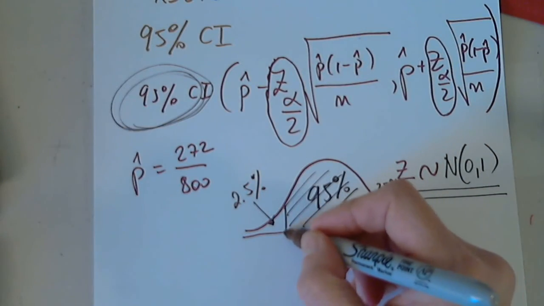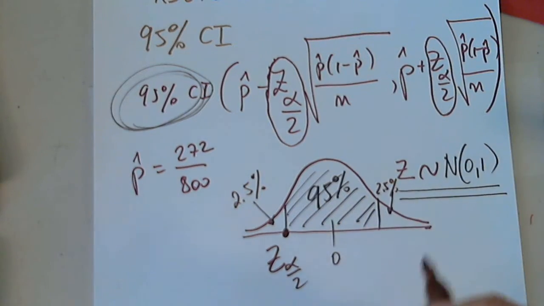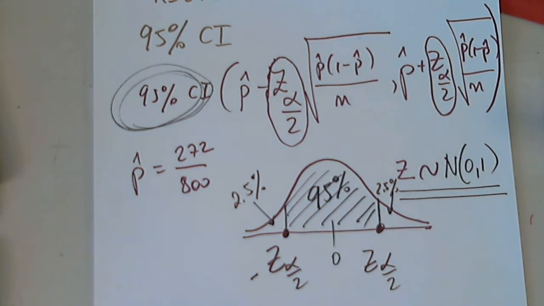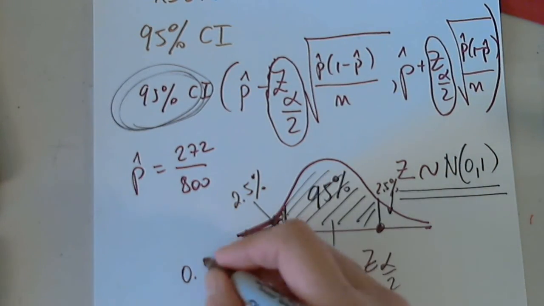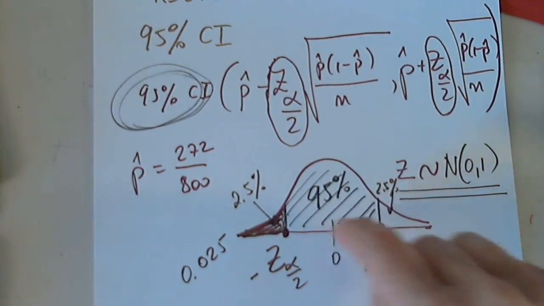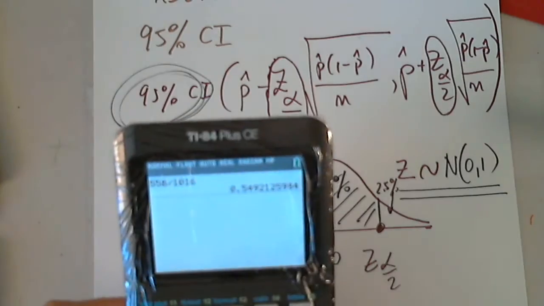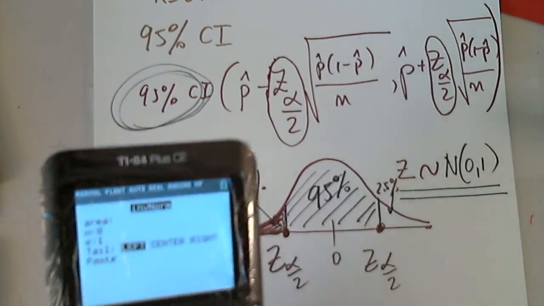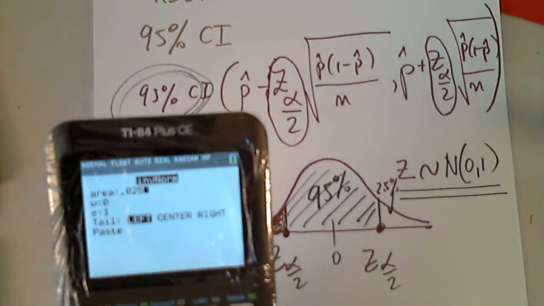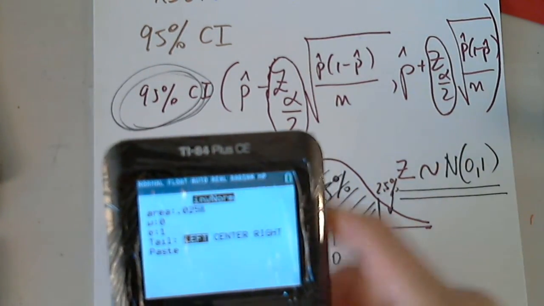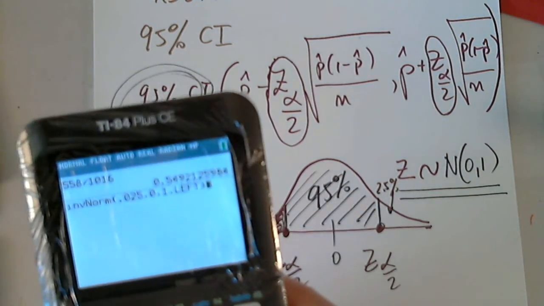Good. So this is our z alpha over 2. Well, it's the negative one because it's to the left of 0. And this is our z alpha over 2, and it will be positive because it's to the right of 0. So then this area is 0.025. In order to determine these two numbers that have to go in here, I go to invNorm, the area to the left, 0.025, mean 0, standard deviation 1. In this calculator it normally appears with 0, 1. It's the left, yes. Give me the number.